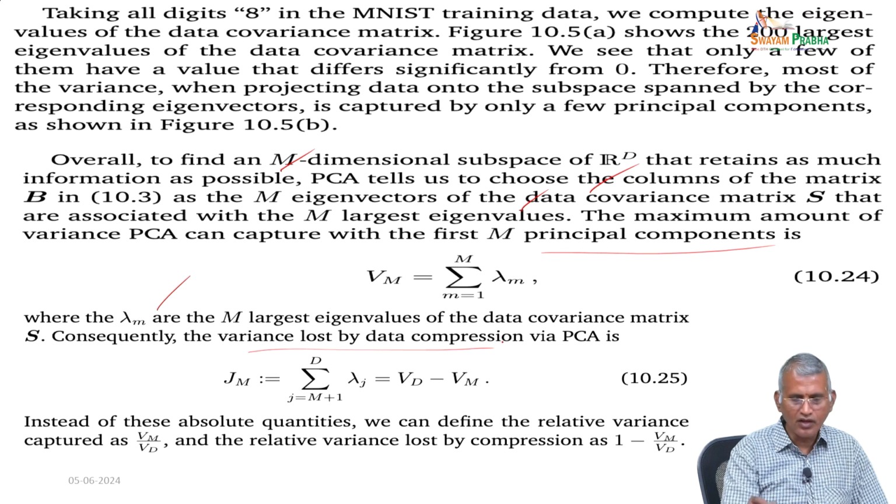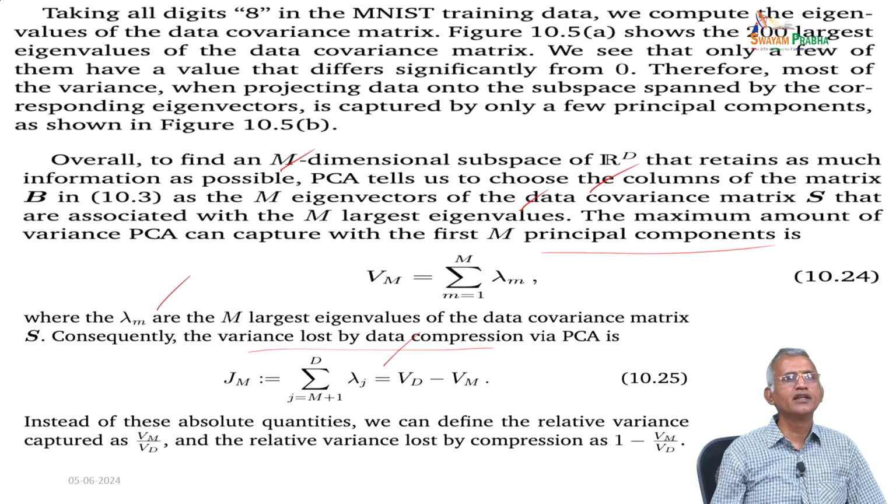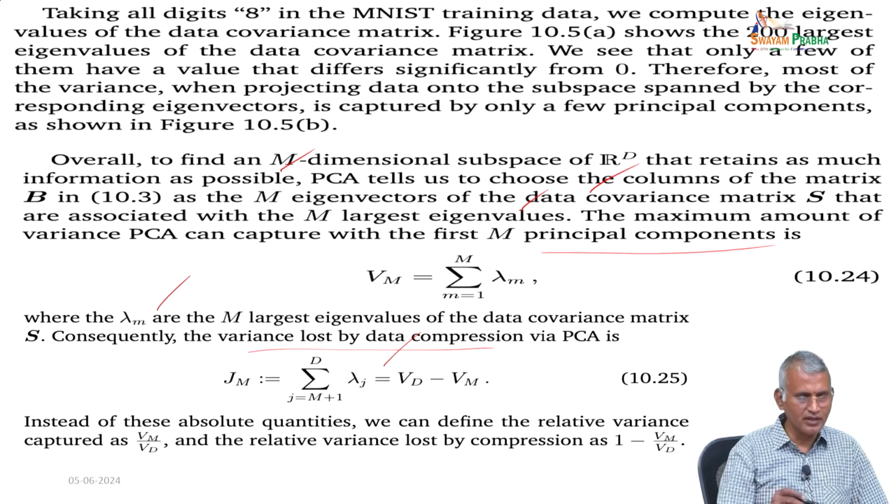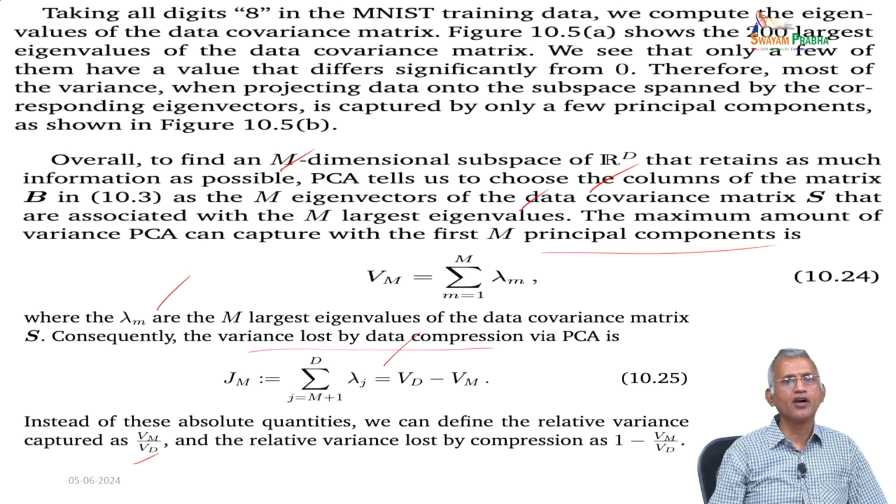Consequently, the variance lost by the data compression through PCA is Jm equals summation j from m plus 1 to d lambda j equals Vd minus Vm. So, instead of these absolute quantities, we can define the relative variance captured by Vm by Vd. So, the relative variance lost by the compression is 1 minus Vm by Vd, which is the required answer.